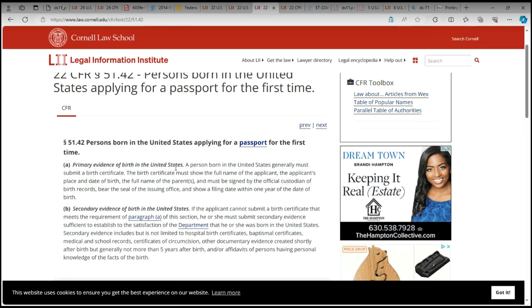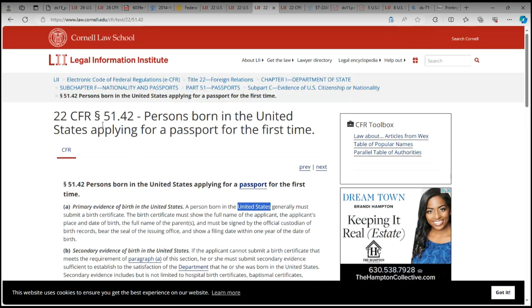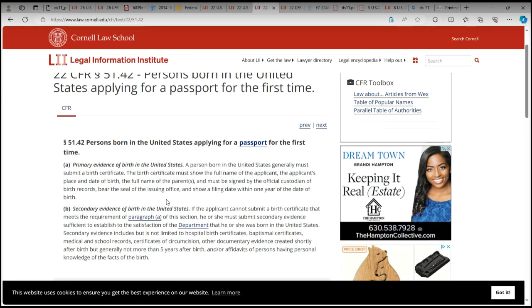Primary evidence of birth in the United States. A person born in the United States generally must submit a birth certificate. Now, the term United States here means the American Empire. The definition that they're using is under 51.1, the one I just read. The birth certificate must show the full name of the applicant's date of birth, the full name of the parents, and must be signed by the official custodian of the birth records.